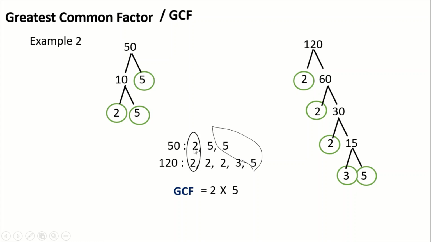So, we have 2 and 2, so we write 2 here. Then 5 and 5, so 5. Therefore, we multiply 2 and 5. So, 2 times 5. This means the GCF of 50 and 120 is 10.